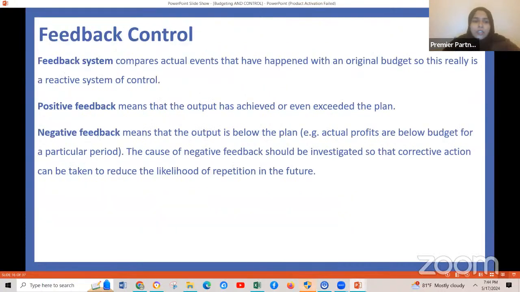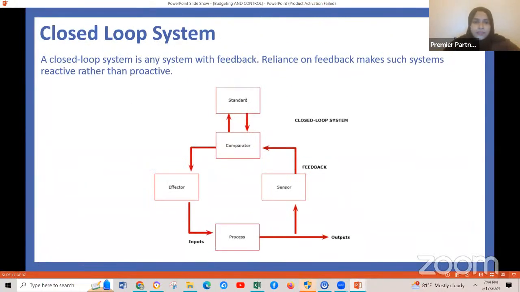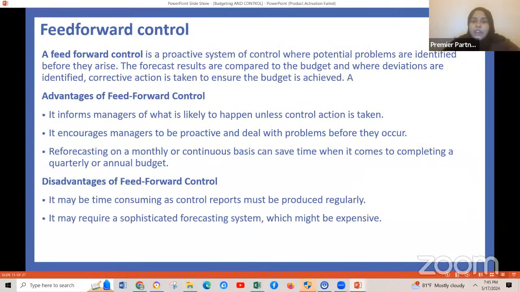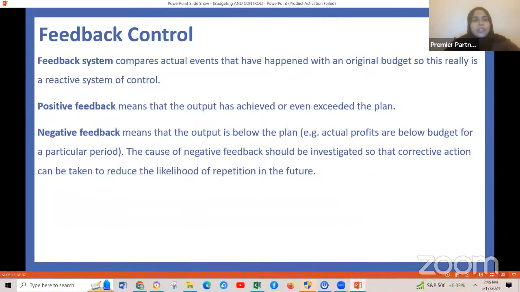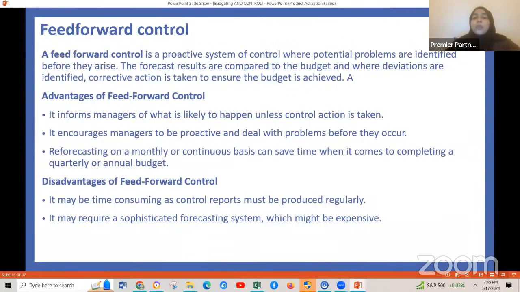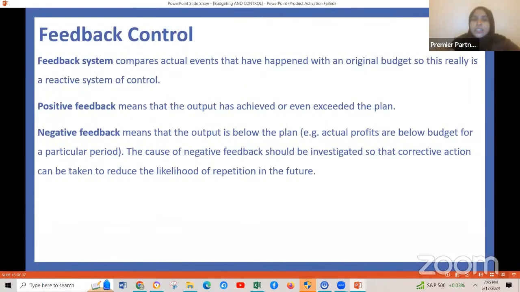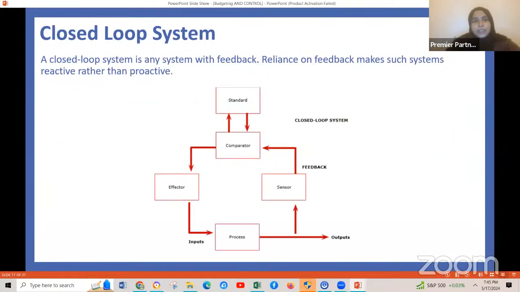Feed forward control is basically a proactive system. Before something happens, you try to identify and correct it. You can read through the advantages and disadvantages. Feedback is after something has happened, you try to give feedback on it. Feed forward is more effective because you can identify things beforehand. Here you identify things after it has happened.